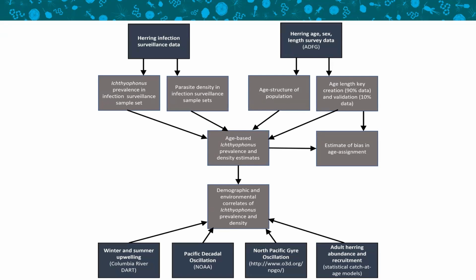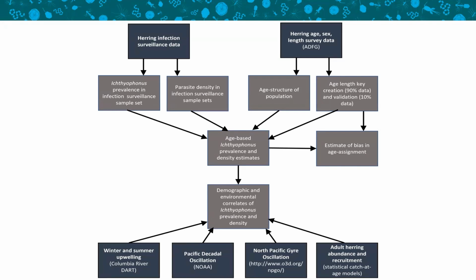So for this study, we actually had 6 different sources of data. We had our surveillance data, which told us how much disease was in the population. We had population data, from the Alaska Fish and Game surveys they do for the stock assessment. And then we had environmental data about upwelling, the Pacific Decadal Oscillation, and North Pacific Gyre Oscillation, which from talking to fisheries managers, we knew were important for dictating herring abundance. And then we had estimates of herring abundance and recruitment, which came out of the stock assessment models.